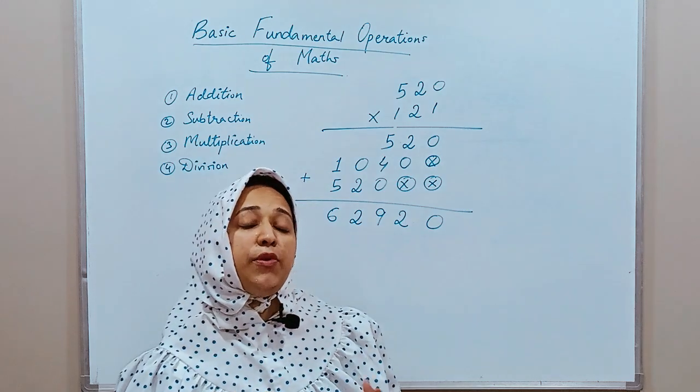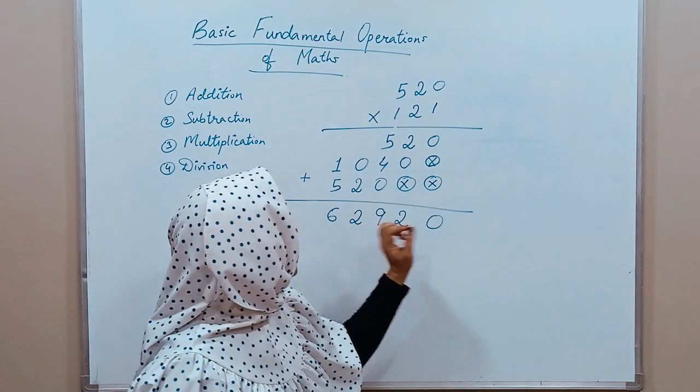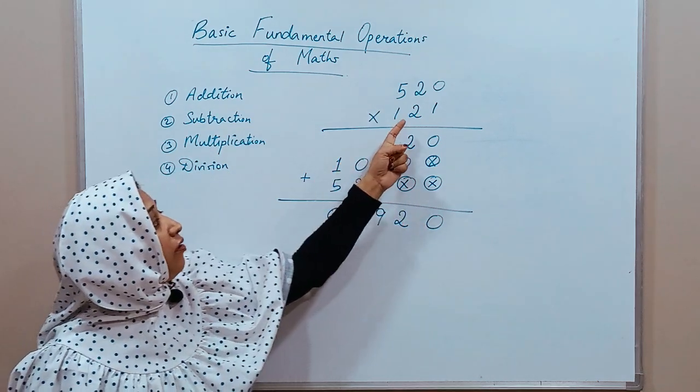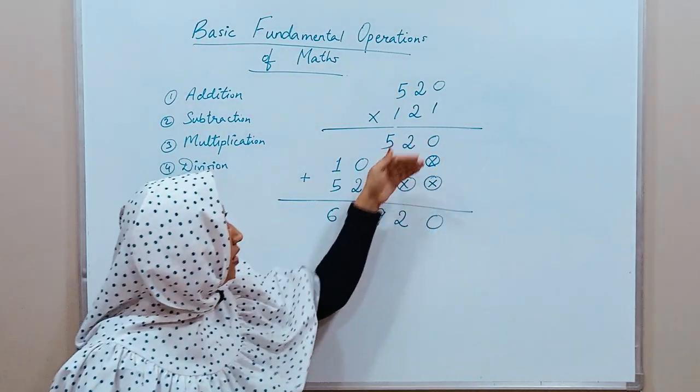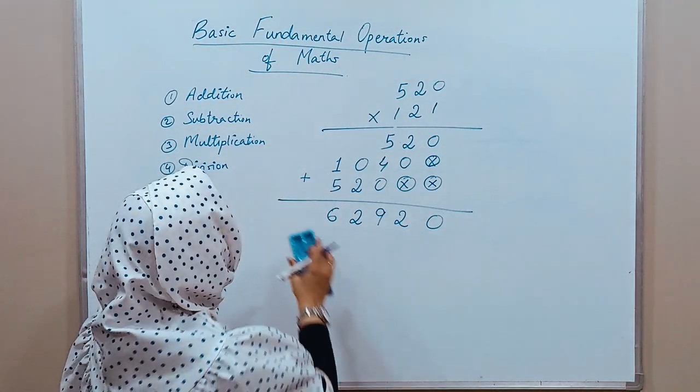This way you can keep on multiplying n number of digits of a number. Always remember to put a cross, and the more the number of digits, the more will be the number of steps. Now let us understand what is division.